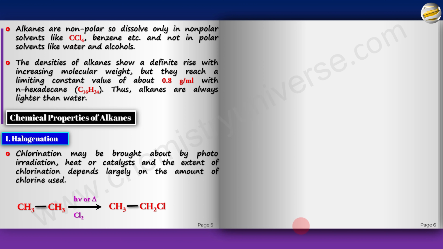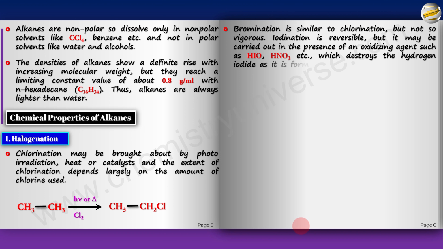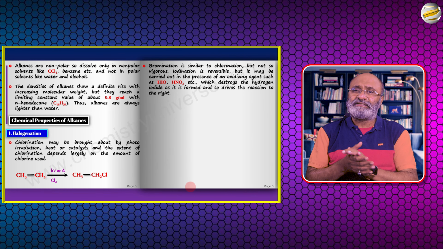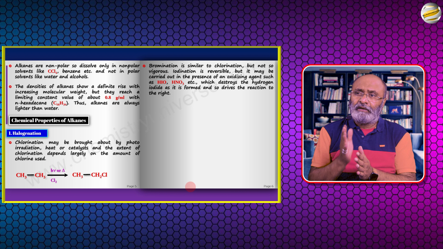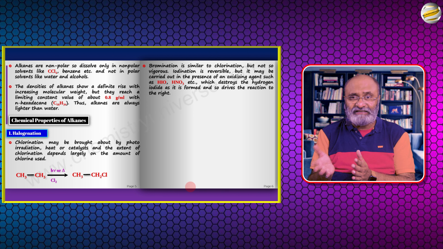Now, bromination is similar to chlorination, but it's not that vigorous. Iodination, in fact, is reversible, but it may be carried out in the presence of an oxidizing agent such as HIO3 or HNO3, which destroys the hydrogen iodide as it is formed, and so drives the reaction to the right. You see, whenever you get halogenation, one H of the alkane goes away and one halogen comes in its place, and that hydrogen goes with the other part of the halogen. Say, for example, ethane with Cl2: one H will go and one Cl will come, and this H will go with the other Cl to form HCl.